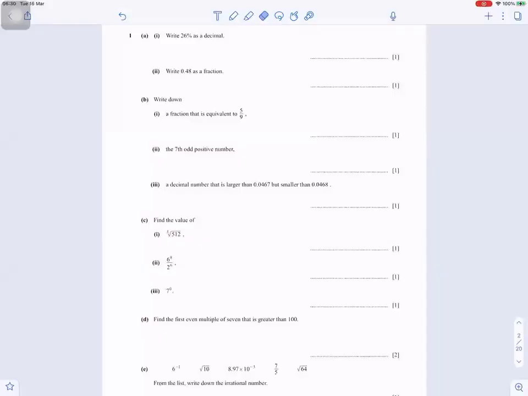Here is question number 1. Write 26% as a decimal, and part A, part B, part C, part D, and part E. So that's all of question number 1.